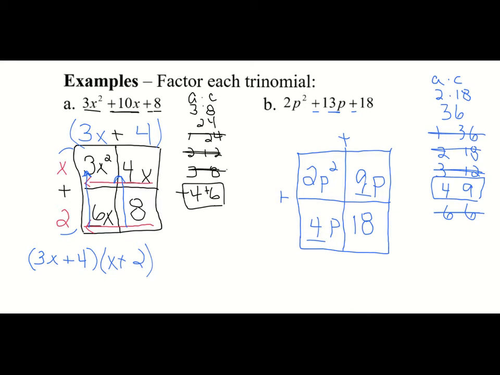And now I'm going to factor. So again, I'm going to factor across. 4p and 18, my greatest common factor there is going to be 2.